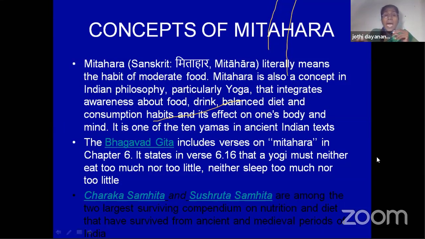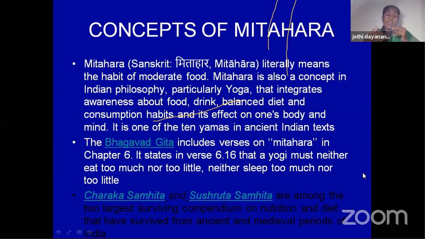So basically it is the habit of moderate food you need to have. If you can eat moderately, correctly, that's it. In my later slide, I'll speak to you about it, right? So mithara is also a concept of Indian philosophy, particularly in yoga, that integrates awareness about food, drink, balanced diet, and the consumption habit. So how much do you drink, after how long do you take your food, after one food to another food, or when do you drink water while eating. What is the kind of balanced diet you're taking, whether you take whatever you get or you're very choosy in eating, right? So all this comes into the concept, and its effect on one's body.